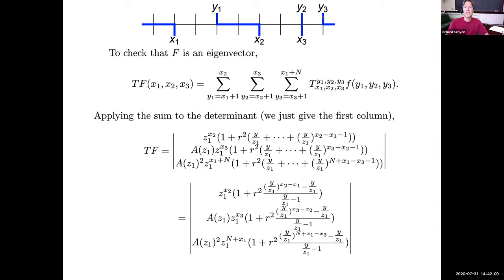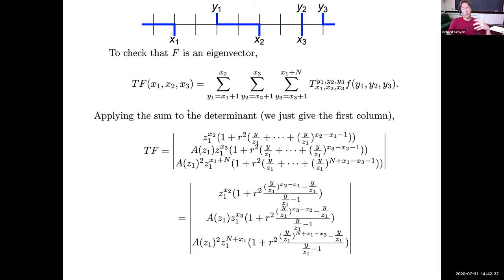And Y3 runs from X3 plus 1 all the way around the cylinder up to X1, but I'm just going to make it run from X3 plus 1 to X1 plus N. And by the lemma, that'll be equivalent to having it run all the way around the cylinder. Okay, so that's what I have to evaluate. And I have to somehow show that the right-hand side is a multiple of the thing I started with, F of X1, X2, and X3.